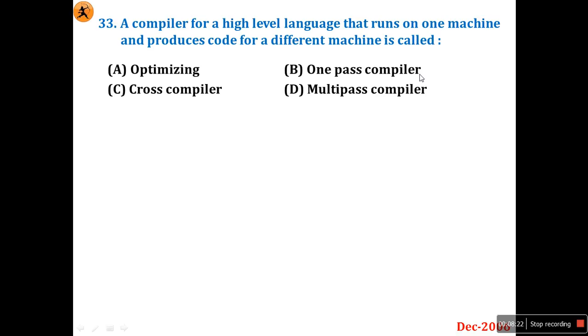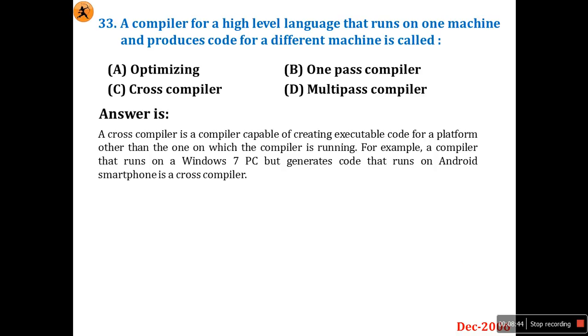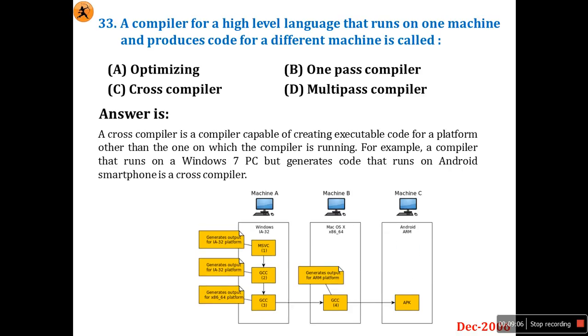One pass compiler, I hope it's not, because you are running on one machine, the same object code you are running on a different machine, so it is also not possible. And multi-pass compiler, it is also not possible. Multi-pass means you are running 1, 2, 3 passes, it is also not possible. So definitely it is a cross compiler, looking at the answer. But we'll look at what a cross compiler is. A cross compiler is a compiler capable of creating executable code for a platform other than the one on which the compiler is running. For example, a compiler that runs on a Windows 7 PC but generates code that runs on an Android smartphone is a cross compiler. This is what a cross compiler means.